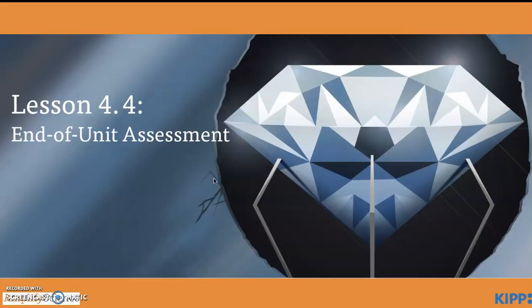Chapter 4, Lesson 4.4 is the end of unit assessment, where students complete an assessment with 12 multiple choice questions and 2 written response questions, in which students analyze and interpret data, evaluate evidence, and construct explanations. The end of unit assessment indicates where students fall along the levels of the progress build.